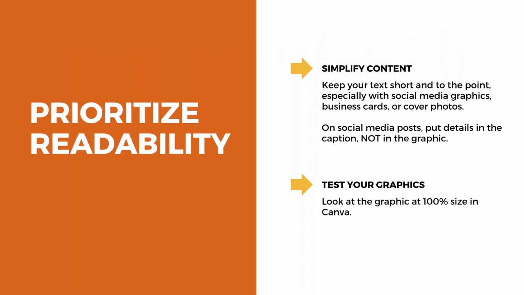So I want you to really, really think about prioritizing readability with your designs. Simplify your content depending on where you want people to view your messaging. You can put any extra information or any detailed information in the body of the email or the caption of a social media post. Before you put a design of any kind out in the world, I want you to test it and look at that design at 100% size to make sure someone can read it.